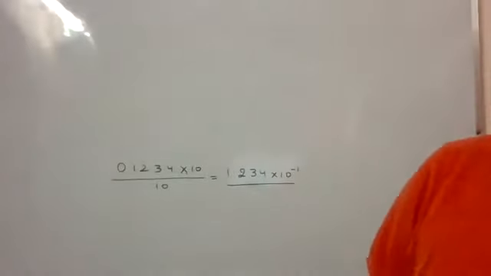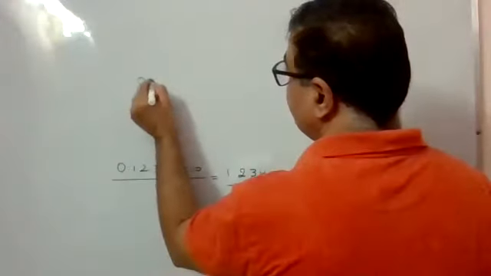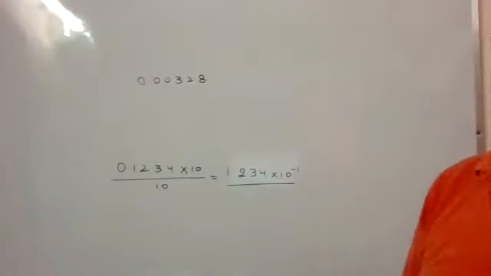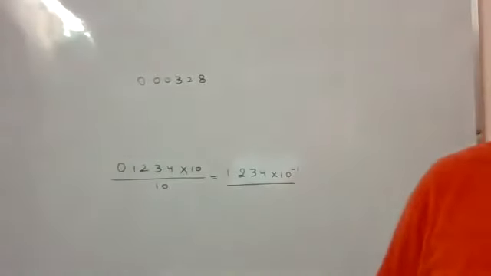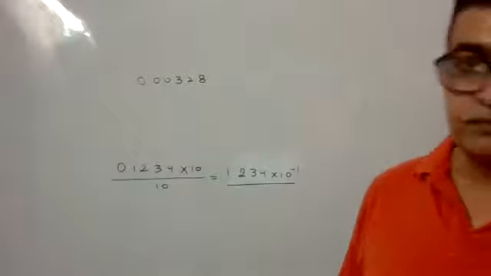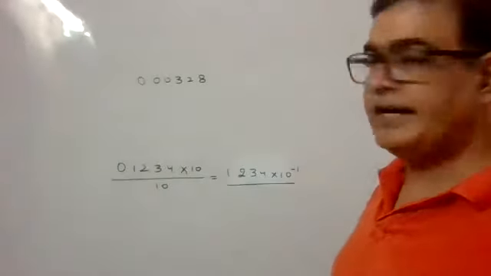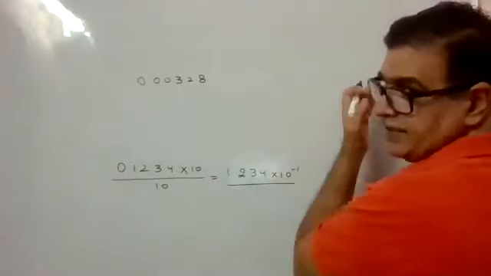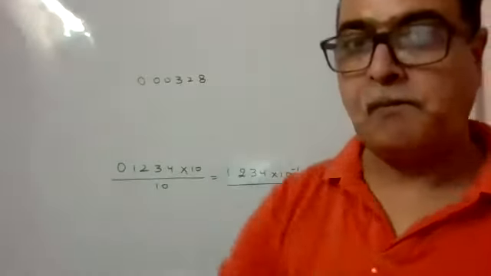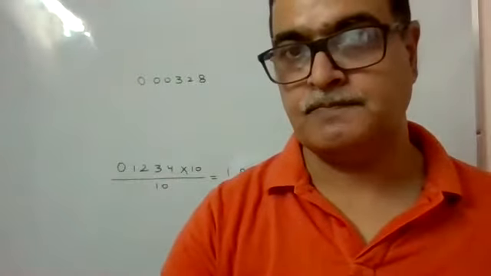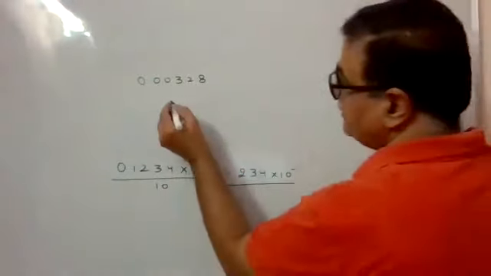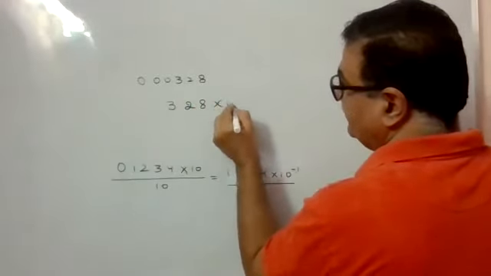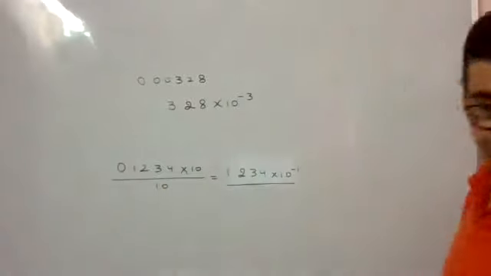ओके, वन मोर राइट डाउन प्लीज. 0.00328. Please write down the standard form. Sir, 3.28 minus 3. Yes. 1, 2, 3. 3 side ja rahe hai, toh negative hoga. So what I get here? 3.28 into 10 power minus 3.